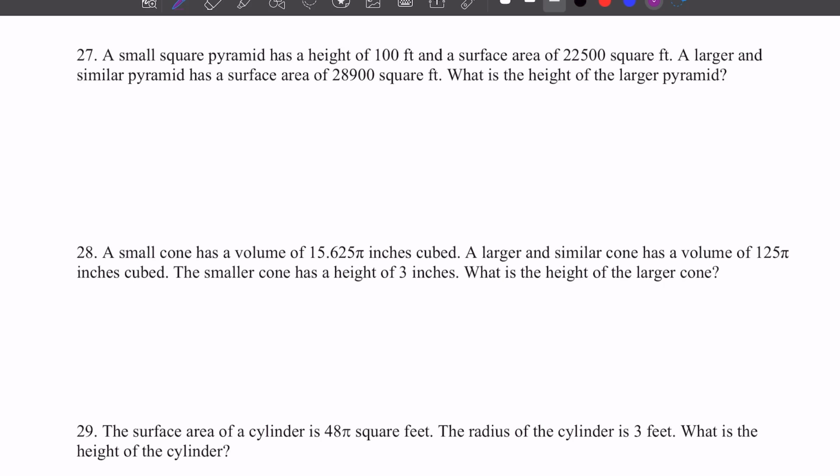All right, number 27. A small square pyramid has a height of 100 feet and a surface area of 22,500 square feet. A larger and similar pyramid has a surface area of 28,900 square feet. What is the height of the larger pyramid?